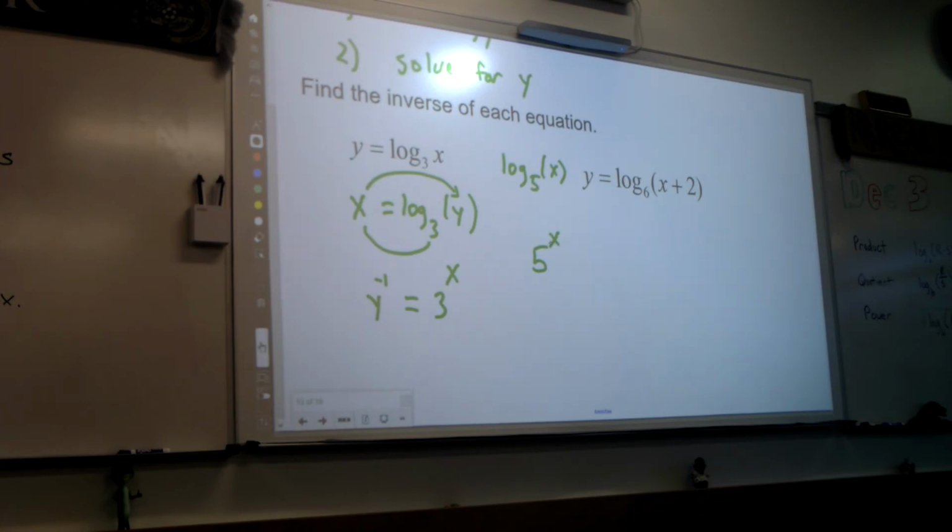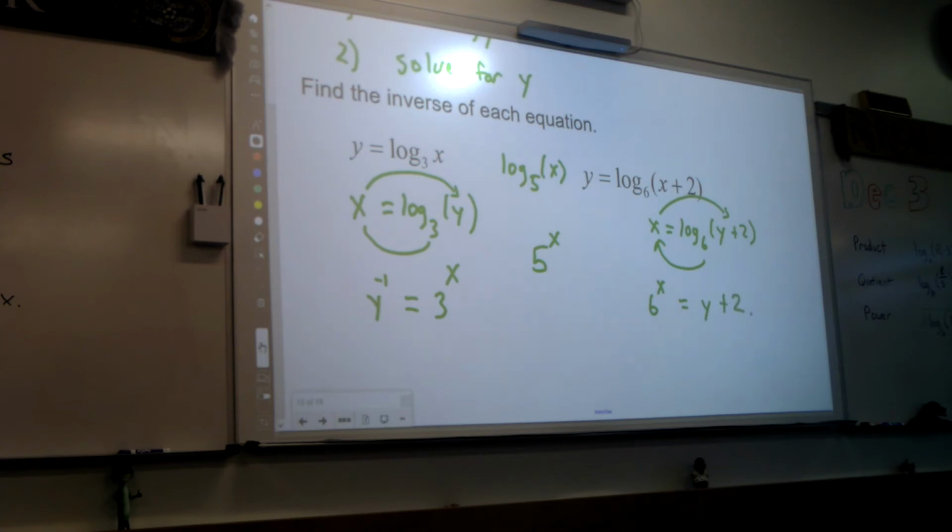Okay, let's do this one real quick. I'm going to find the inverse. x equals log base 6 of y plus 2. So I switch x and y. Now I want to solve for y. It's inside a log, so I'm going to rewrite it. So Peyton, how would I rewrite this as an exponential? Yep, that's right on. So 6 to the x is equal to y plus 2.